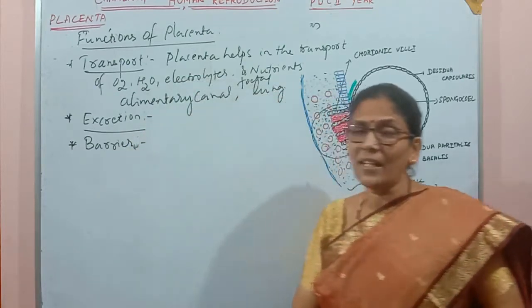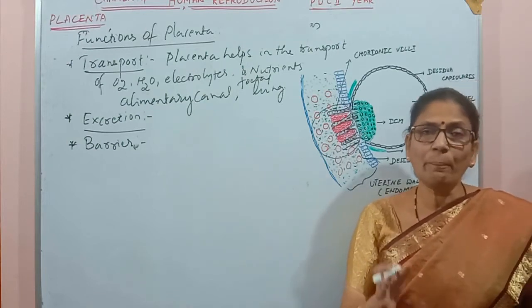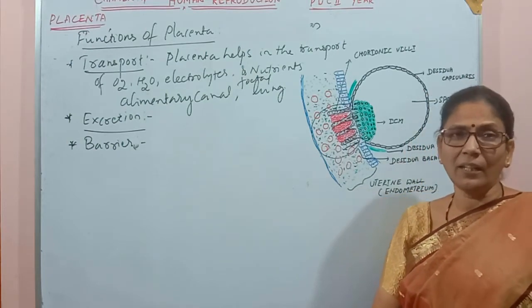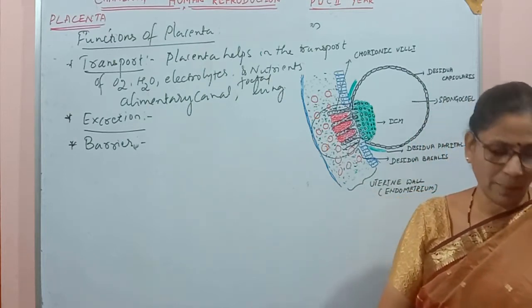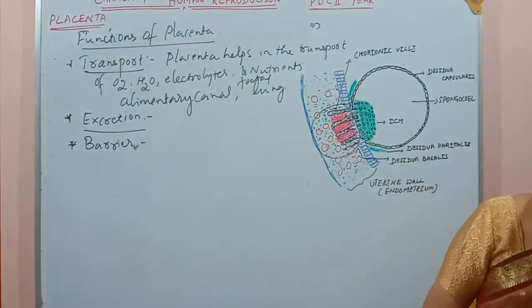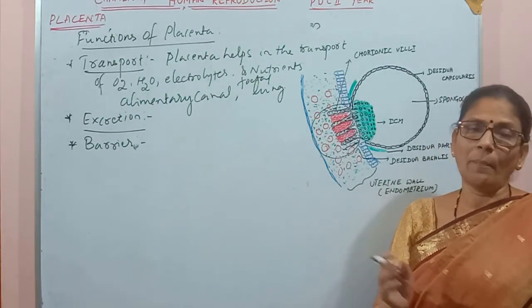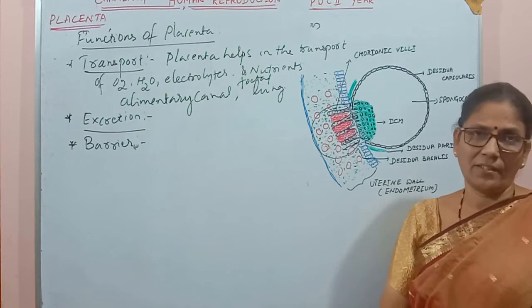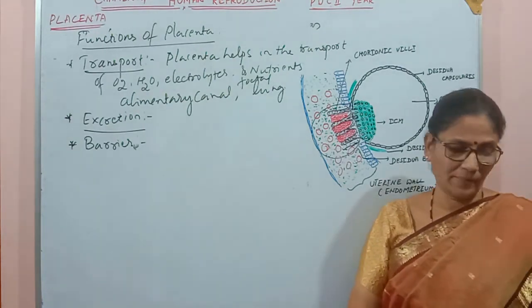So placenta acts as a barrier, meaning just like a wall, which prevents the entry of infectious bacteria as well as many harmful chemicals. So these are not allowed from the maternal body to the fetus. So placenta prevents all these things.